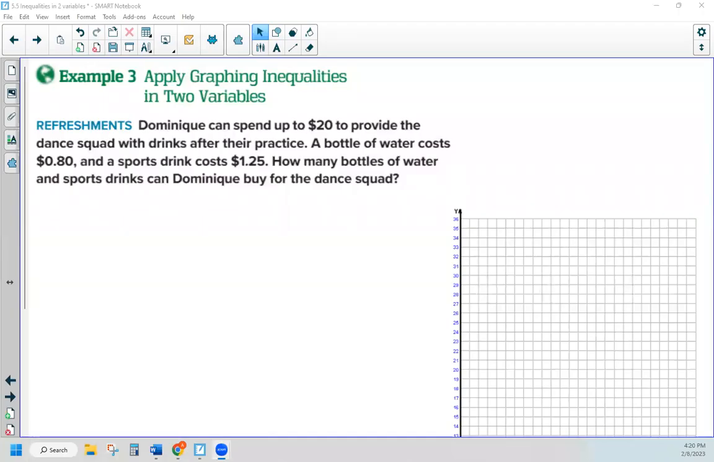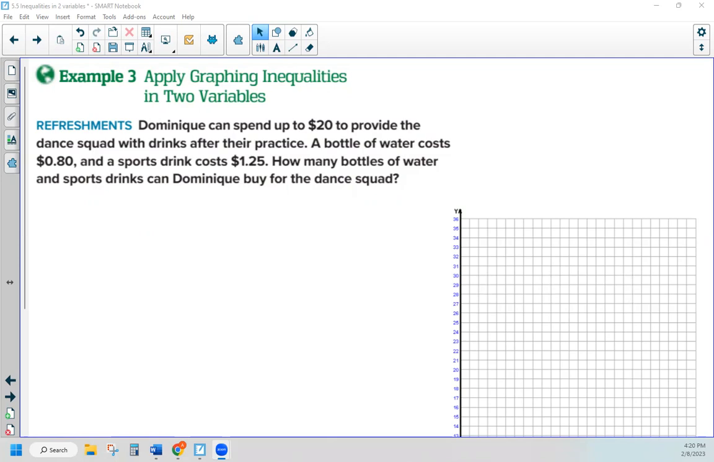All right, so we got part 2 right here of graphing two variable inequalities. All right, so we got a word problem. Dominique can spend up to $20 to provide the dance squad with drinks after their practice. A bottle of water costs 80 cents and a sports drink costs $1.25. How many bottles of water and sports drinks can Dominic buy for the dance squad?